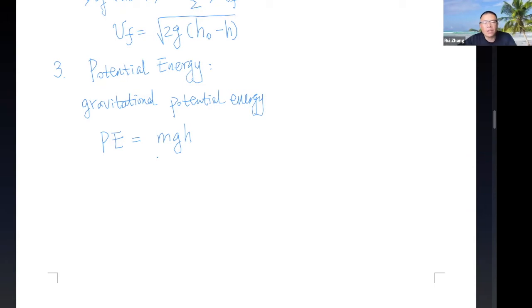Now, this energy is a little bit harder to understand. For example, why does an object have an energy simply because it's staying at some given height? Kind of weird, right? And as you see from that definition here, the higher the object is, the bigger the potential energy will be. So why is that? What does that mean?